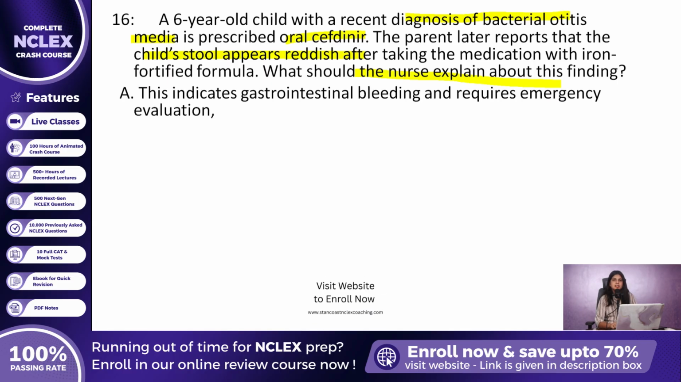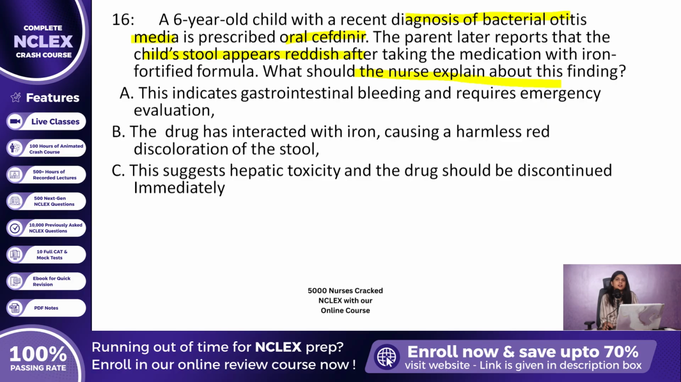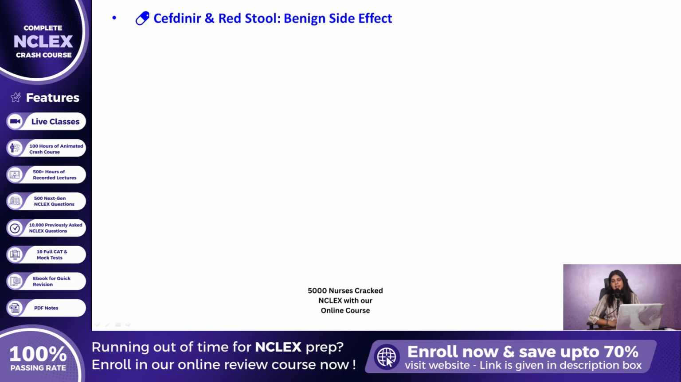Option A. This indicates gastrointestinal bleeding and requires emergency evaluation. Option B. The drug has interacted with iron, causing a harmless red discoloration of the stool. Option C. This suggests hepatic toxicity and the drug should be discontinued immediately. Option D. This is a common sign of antibiotic-induced colitis. The correct answer is Option B. The drug has interacted with iron, causing a harmless red discoloration of the stool. And here is why this information is vital to communicate during nursing education.